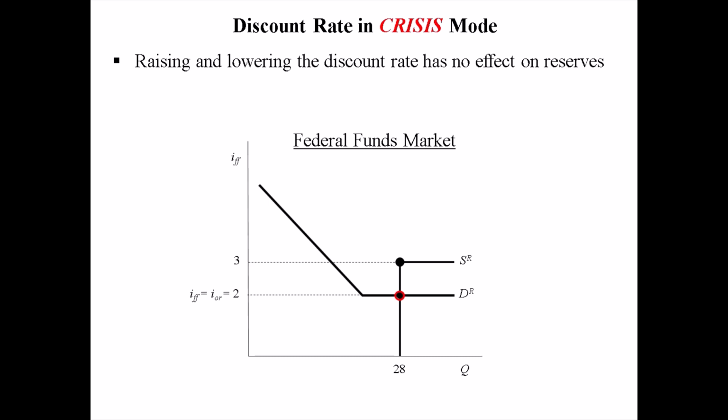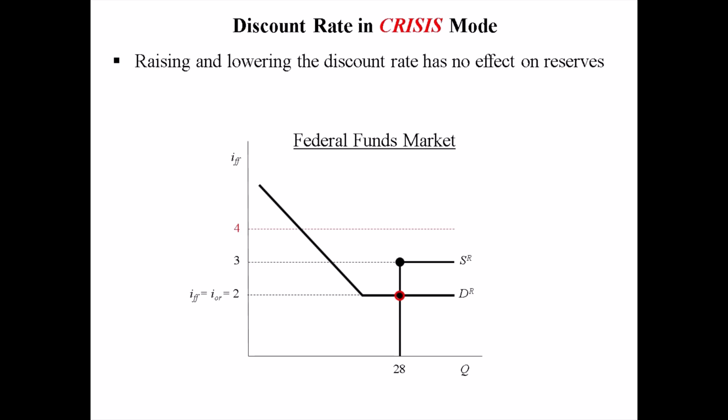Now we're not in normal mode. We're in what I call crisis mode, where the demand curve for reserves has been kinked by the Fed setting a binding price floor on reserves, called interest on reserves, IOR. And when the Fed has interest on reserves and it's binding, the demand for reserves kinks. So let's look at what happens to the federal funds market when the Fed simply lowers and raises the discount rate.